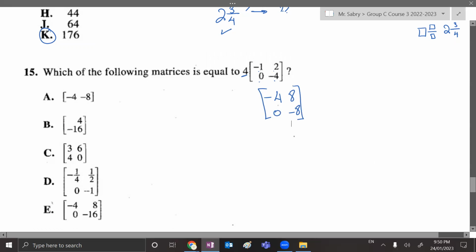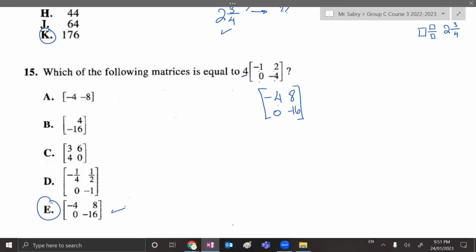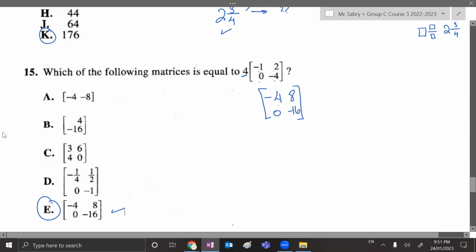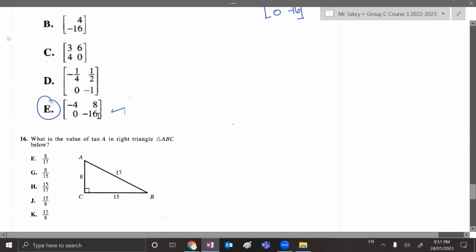What is this? I made a terrible mistake. 4 times negative 4 is supposed to be negative 16, not negative 8. It's E. I'm sorry. Any questions there? No, Mister, thank you. In the next 5 minutes, please solve P4.